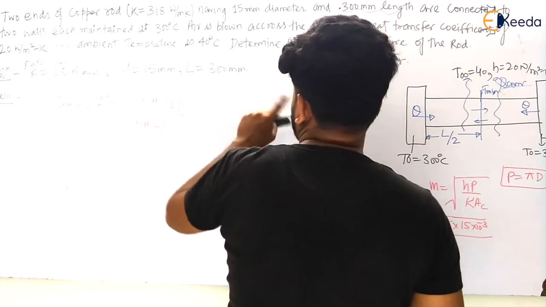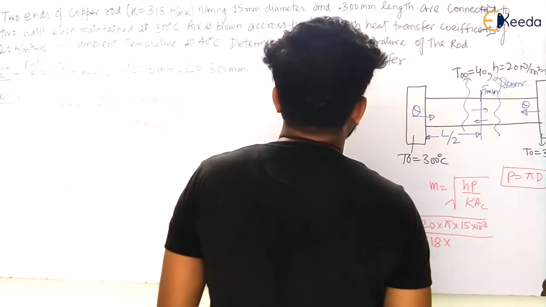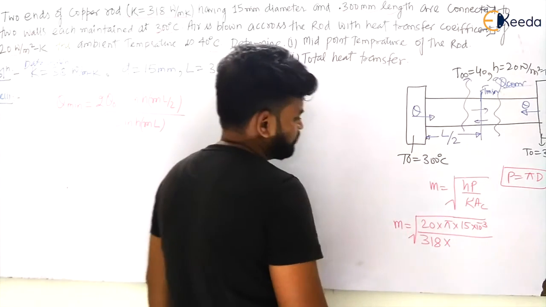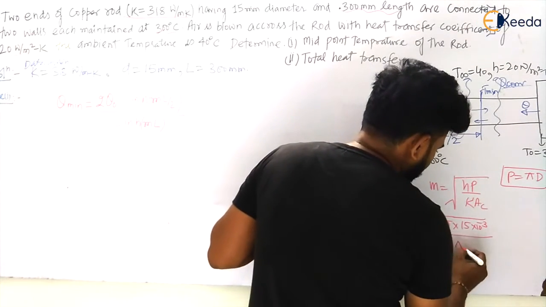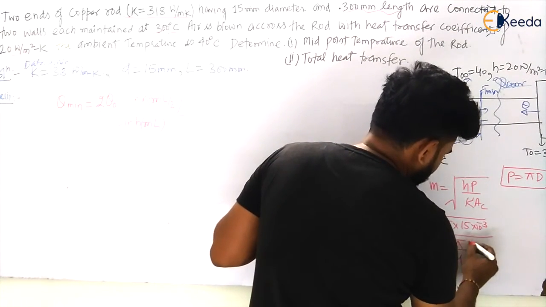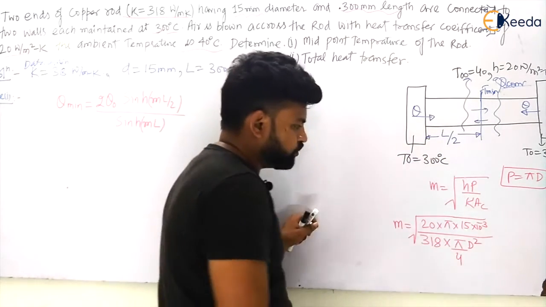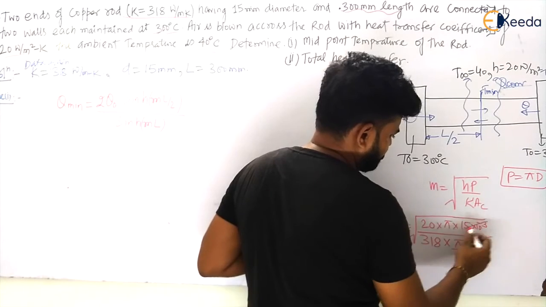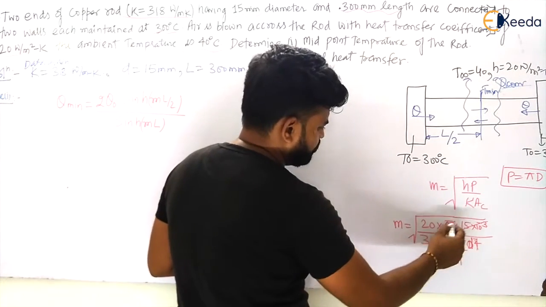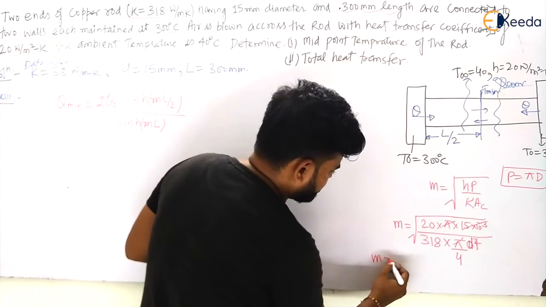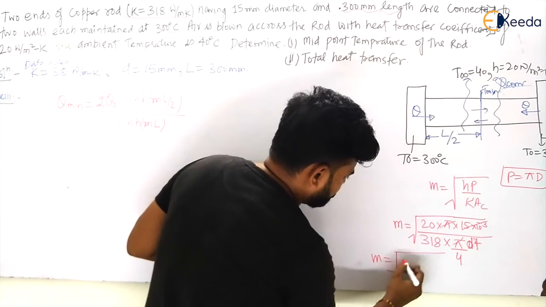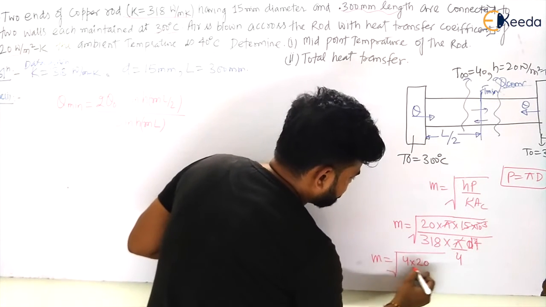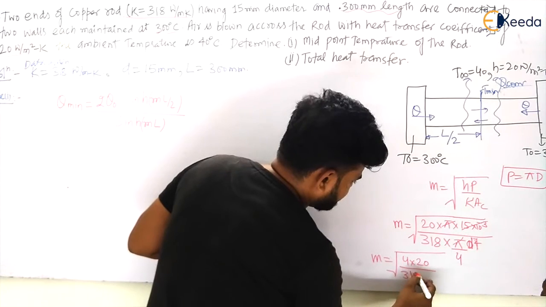What is the area of cross section? Area of cross section you can calculate from pi by 4 d square. That will be pi by 4 d square, my dear students. So d square is there, so you can easily cut out that d from this side. So pi can go. So this will become m is equal to under root of 4 into 20 divided by 318 into d.